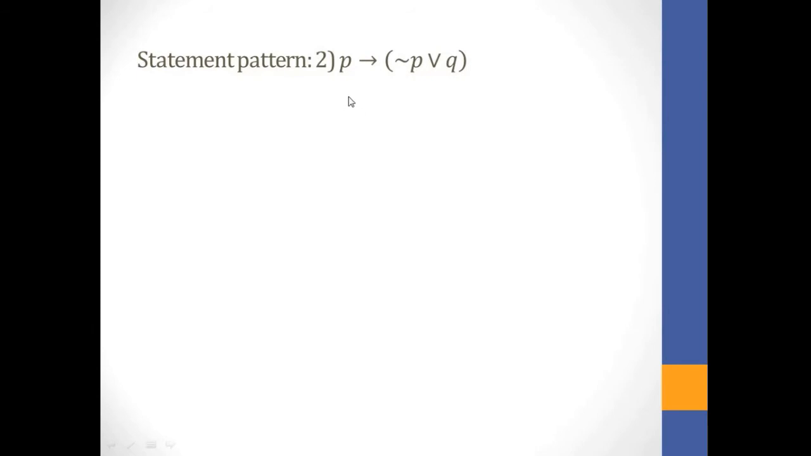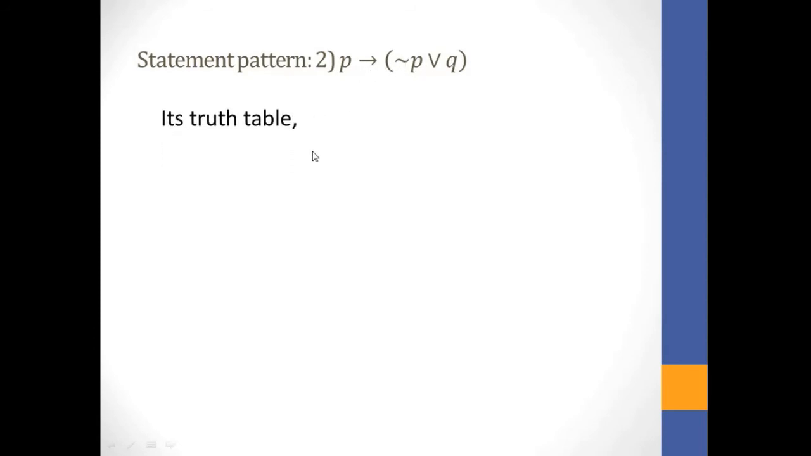Second one. The statement pattern is P implies, in bracket, negation P or Q. Now see, here there are two statements, P, Q again, and the logical connectives are implication, negation and disjunction. So three logical connectives and two statements.